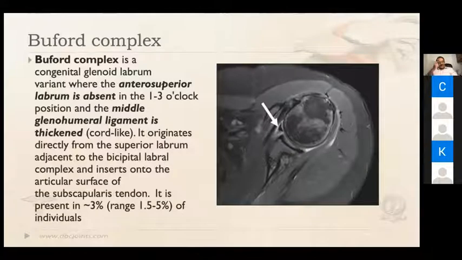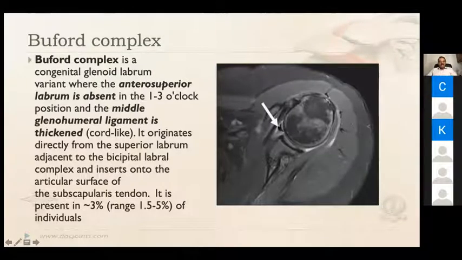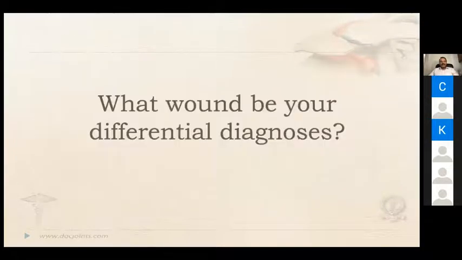In a Buford complex, there will be absence of the glenoid labrum in this area, that is in the area above the equator, and the MGHL will be thickened in this case. This is the thickened middle glenohumeral ligament. So if you see an abnormally thickened glenohumeral ligament, especially in the superior cuts of the glenoid, think about a Buford complex. It's not very uncommon. It's around 5% of individuals, or maybe slightly more.